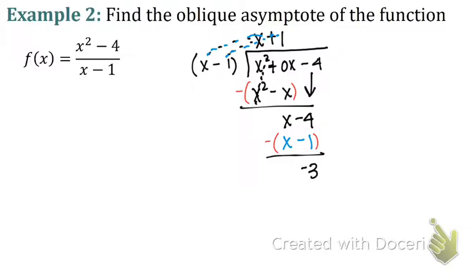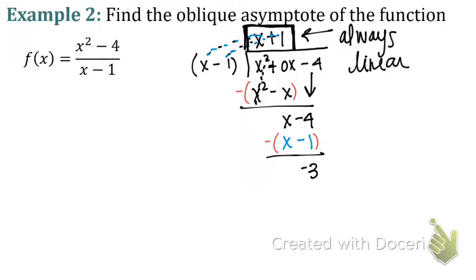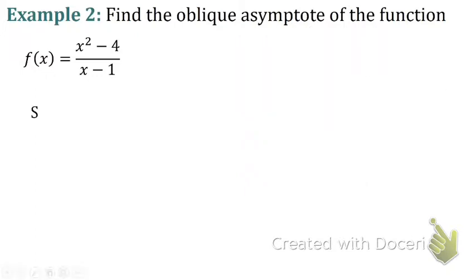Guys, I don't even really need to worry about this. What I'm worried about is this linear function that is going to result as my answer. This is always going to be linear, because the asymptote is going to be a slant asymptote, meaning it's going to be a slant like this. Therefore, we can't have anything that's not linear. So we know that our slant asymptote is x plus 1. Right? y equals x plus 1.